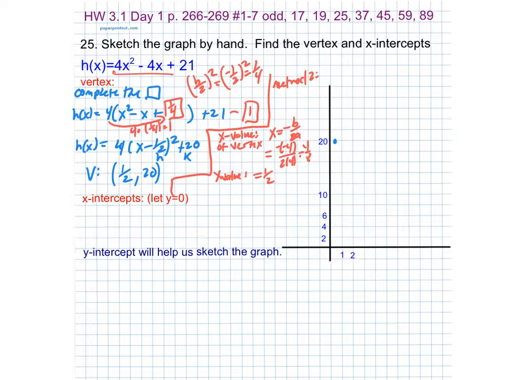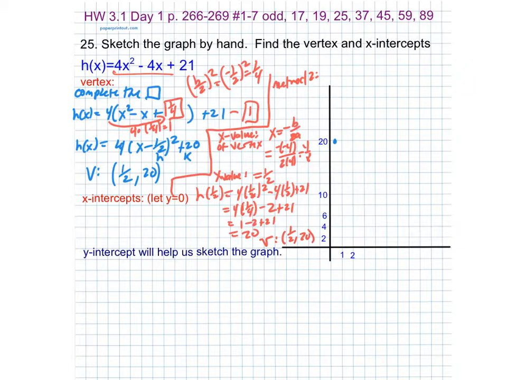Then to find the vertex, I need to find the y value. I simply substitute 1/2 into the h of x function. That's 4 times 1/2 squared minus 4 times 1/2 plus 21, which is 4 times 1/4 minus 4 times 1/2, which is 2, plus 21. So this is 1 minus 2 plus 21, which is 20. So the vertex is the same thing we got last time, the point 1/2, 20. And you can solve these either way.